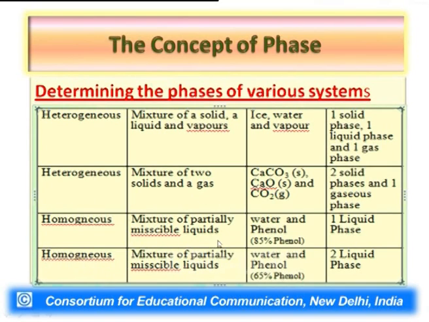Then, a mixture of partially miscible liquids. Partially miscible liquids are those which are miscible in some proportions, not in all proportions. If there are two different liquid layers, for example, in the situation of 65 mole percent phenol and water, there are two different liquid layers and the system is heterogeneous. So, the last one here needs to be corrected; it is not homogeneous, it is heterogeneous. And if water and phenol are present with a composition of 85 mole percent phenol, the water is miscible in phenol in this proportion, and hence this constitutes only one liquid phase.